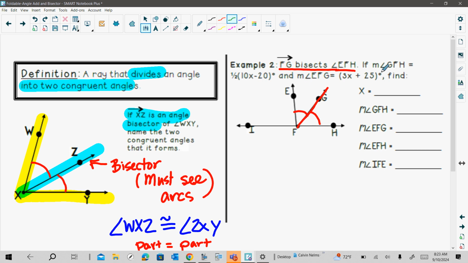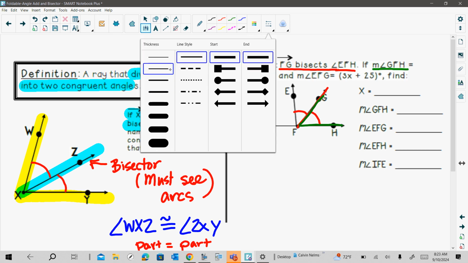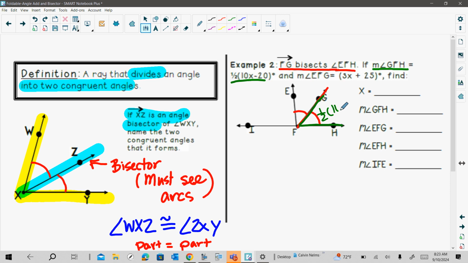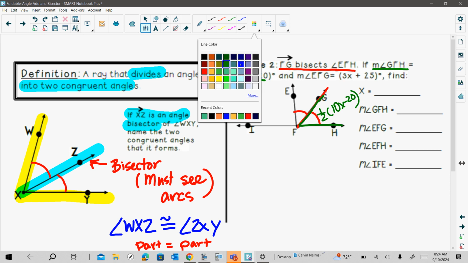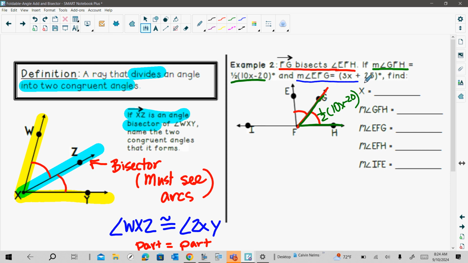So now, this first thing they tell us is the measure of GFH. Okay, so if I go from G to F to H, that is the 1/2 times the sum or the difference of 10x minus 20. So inside here, I'm doing 1/2 parentheses 10x minus 20. Okay. Then right here it says the measure EFG is 3x plus 10. Oh, 25, excuse me. So I go from EFG. All right, so in here, 3x plus 25.